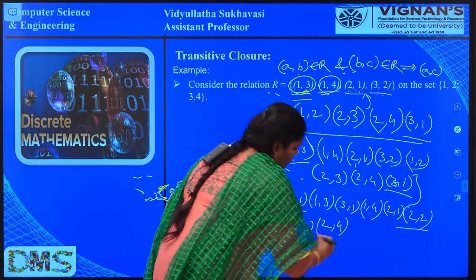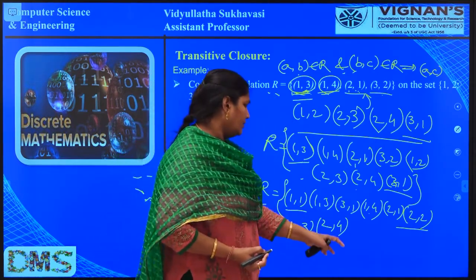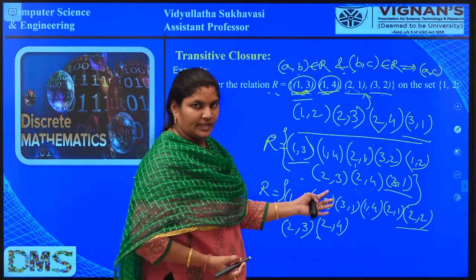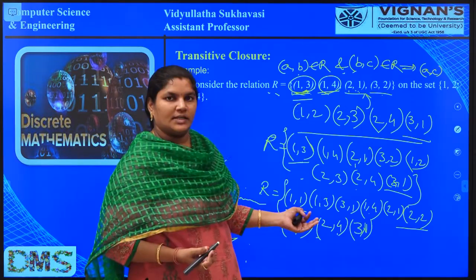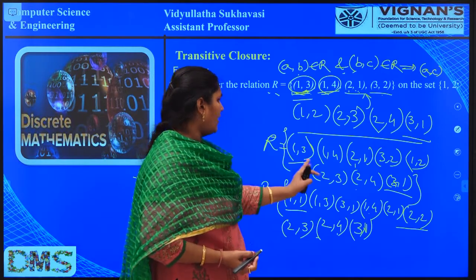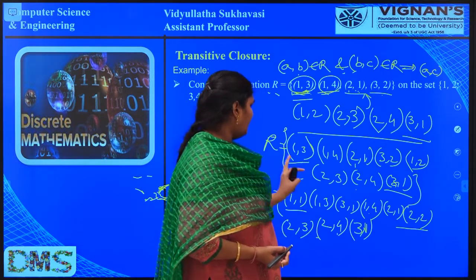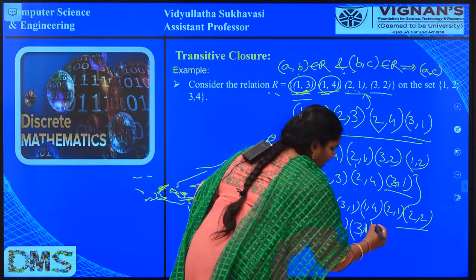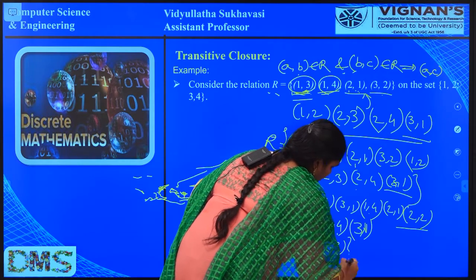So next, (2, 4). Here we need to check for the ordered pair which starts with 4. No other ordered pair is there. So we no need to add anything. Next one is (3, 1). So here when you check with the ordered pairs starting with 1, (3, 1) means we will get (3, 3). Is it in the relation R? No. We need to add (3, 3) to the relation.